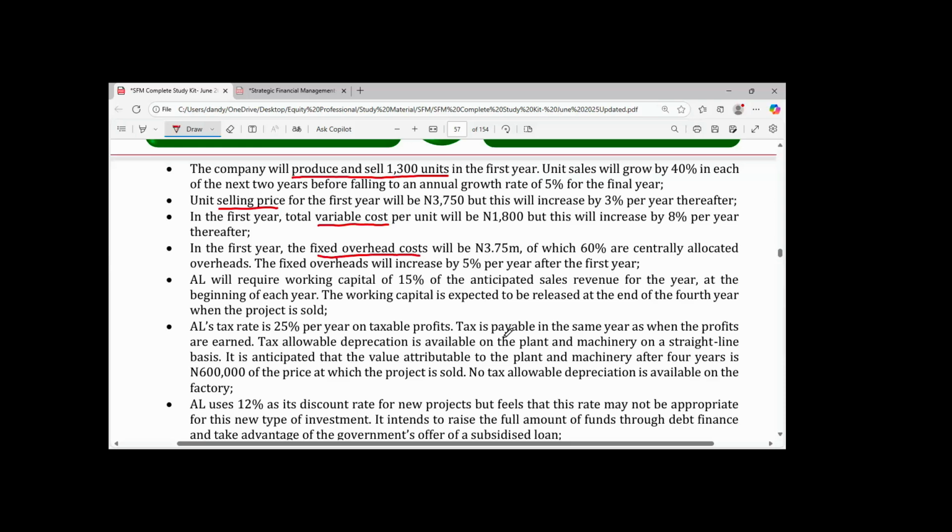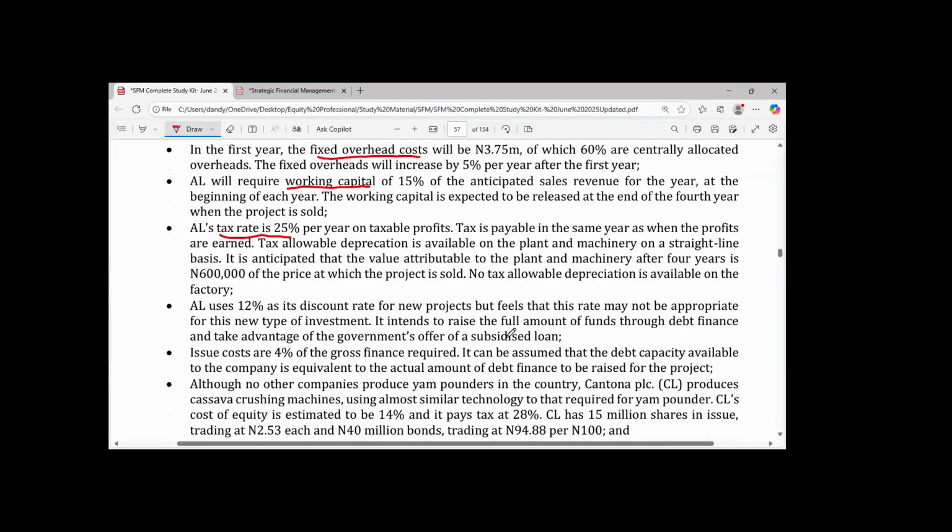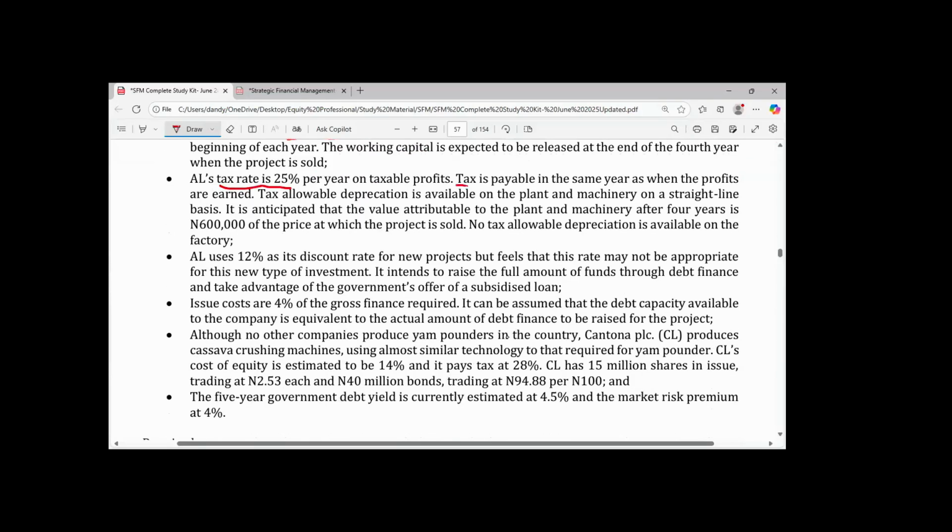AL will require working capital of 15% of the anticipated sales revenue for the year. At the beginning of each year, the working capital is expected to be released at the end of the fourth year when the project is sold. AL's tax rate is 25% per year on taxable profit. Tax is payable in the same year as when the profits are earned. Tax allowable depreciation is available on the plant and machinery on a straight line basis. It's anticipated that the value attributable to the plant and machinery after 4 years is 600,000 of the price at which the project is sold. No tax allowable depreciation is available on the factory.